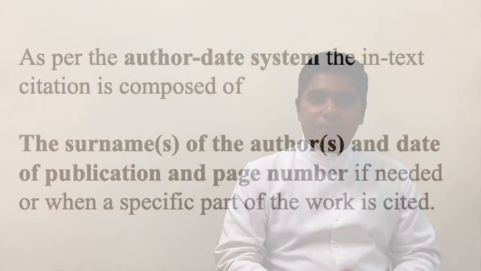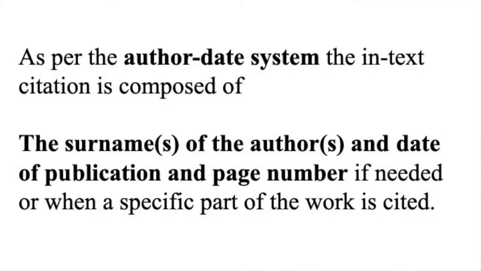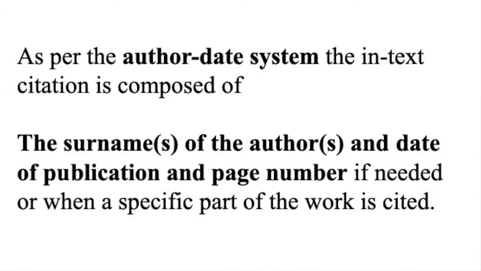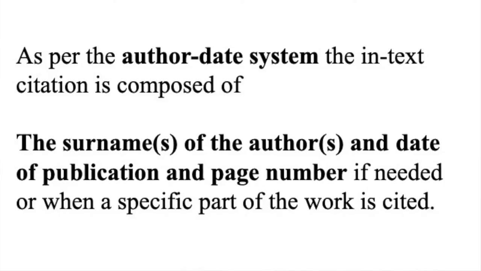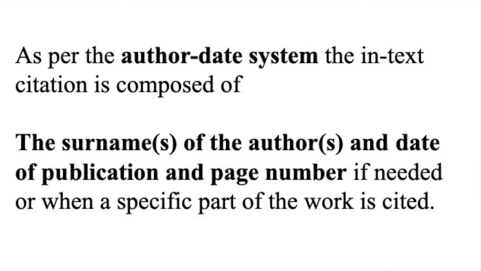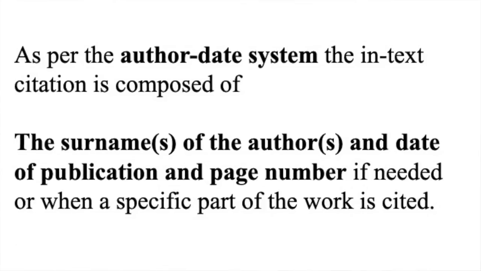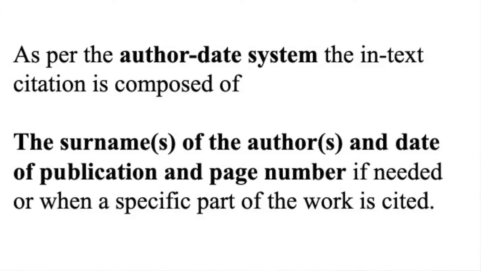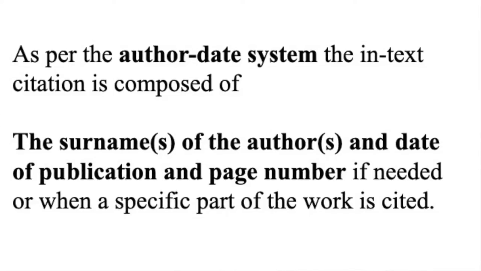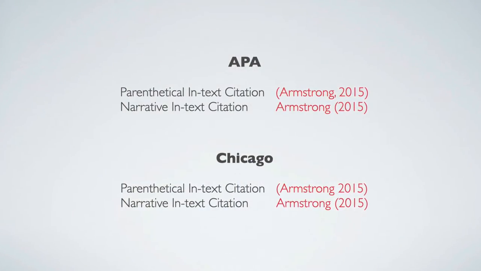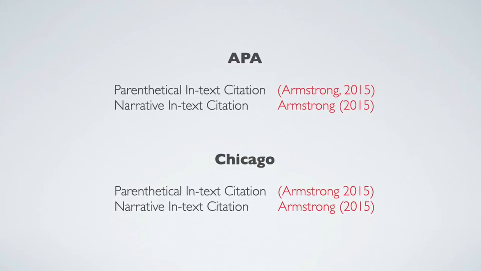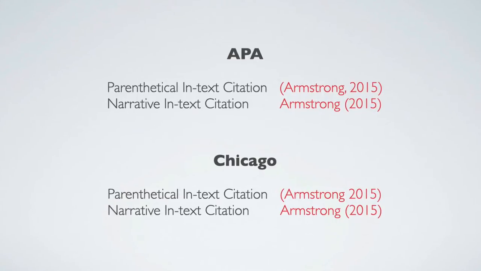In the author-date citation system, the index citation is composed of the surname of the author and date of publication. And in some cases, the page number is also used when content is taken from a specific page or paragraph, etc. So mainly the author-date citation system is composed of the surname of the author and date of publication and page number if needed. I think that is clear. We shall go to an example of the author-date citation system used in APA and Chicago. See this. The only difference between these two styles is that there is a comma between the surname and the date in APA, and that comma is not there in Chicago.